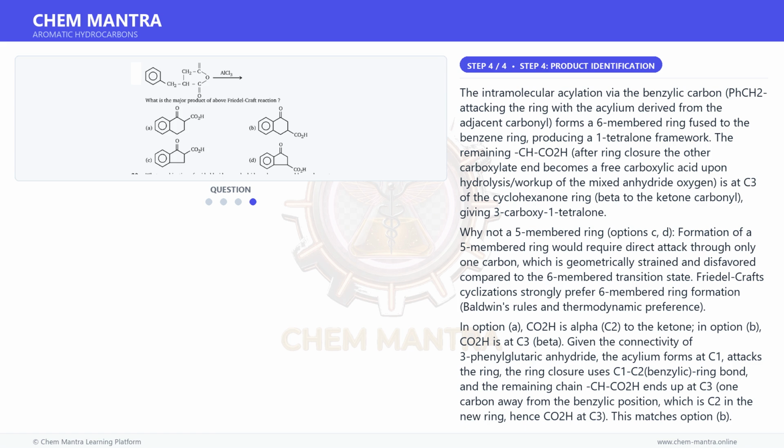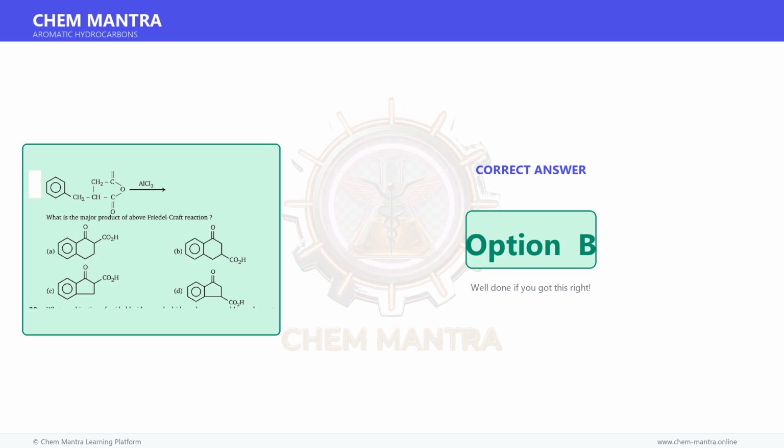Given the connectivity of 3-phenylglutaric anhydride, the acylium forms at C1 and attacks the ring. The ring closure uses C1, C2, the benzylic carbon, and the ring bond, and the remaining chain CH, CO2H ends up at C3, 1 carbon away from the benzylic position, which is C2 in the new ring, hence CO2H at C3. This matches option B. Therefore, the correct answer is option B.